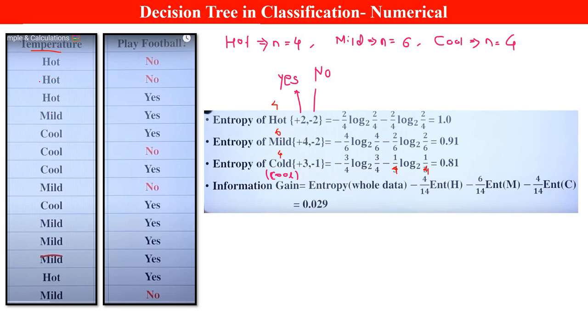Now in hot we have to check how many yes are there. There are 2 yes, so the probability of yes is 2 by 4. There are 2 no's, so the probability of no is 2 by 4. Then we have to calculate its entropy.